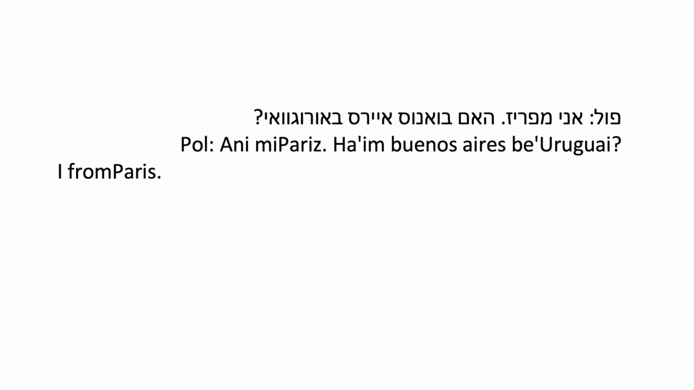Okay, now we have a new way of asking questions, which is haim. This form here, an important form. Haim, Buenos Aires, B Uruguay. And what does haim mean? Haim means, is it that? And it's a question. This is used when you ask somebody a yes or no question. And in this case, of course, the answer will be either yes or no. So if this is the case, we use haim to indicate that we are now asking a yes or no question. So literally it means, is it that Buenos Aires is in Uruguay?